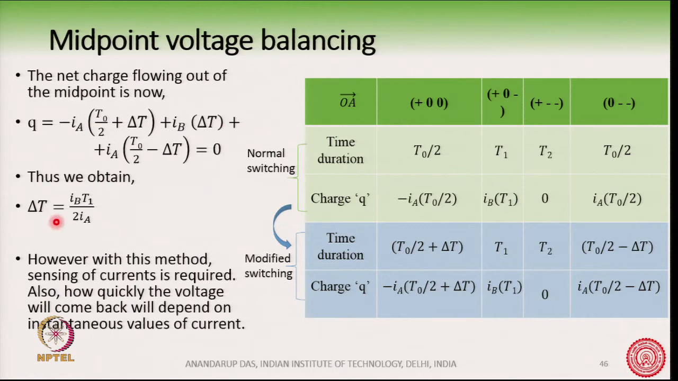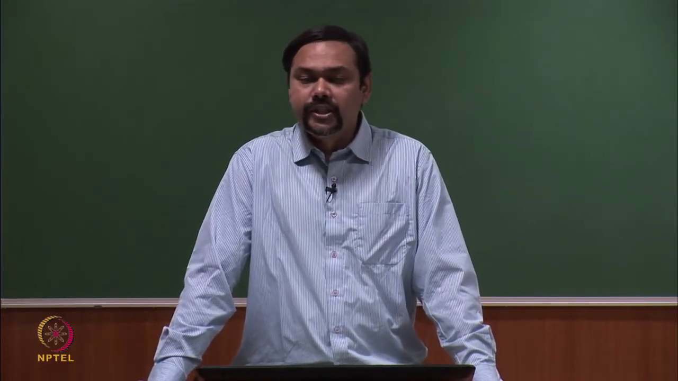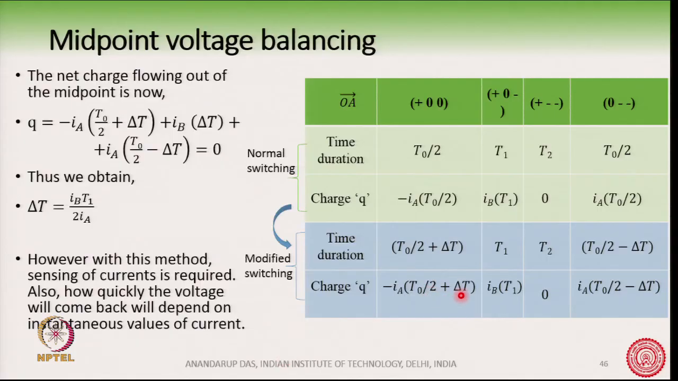Therefore, if we equate this, we will immediately find out what is the value of delta t needed. How much should be the delta t? How much the plus 0 0 and 0 minus minus should be changed? How much time duration away from T0 by 2 we should include in these switching states is given by this formula. So, this is one way of ensuring that the net charge is coming out to be 0 over a switching cycle Ts. We add some delta t to this plus 0 0 state and we subtract the same time delta t from the 0 minus minus state, and the value of delta t will be equal to so much here.